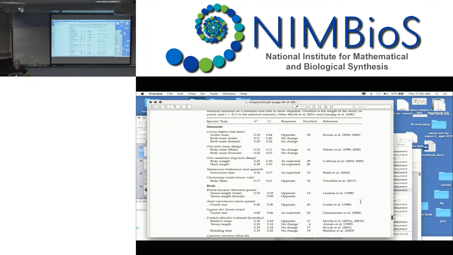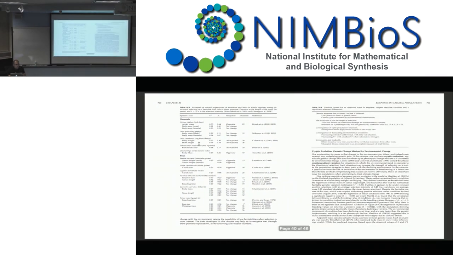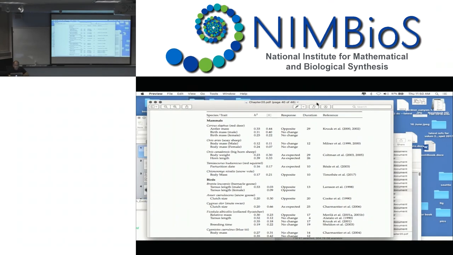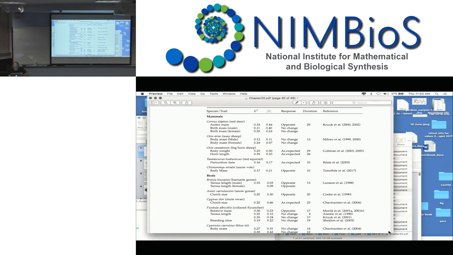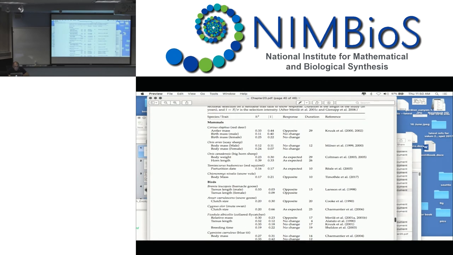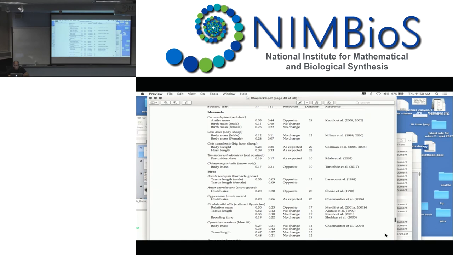Okay, here we go. So here's a table of a large number of studies. Let me go back to one page. I'm trying to enlarge the page. So these are long studies. This column over here is duration in terms of years. So here's antler mass in red deer.